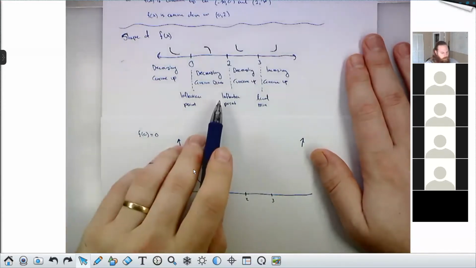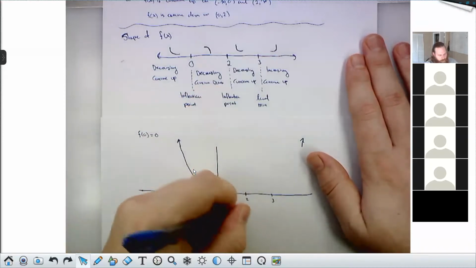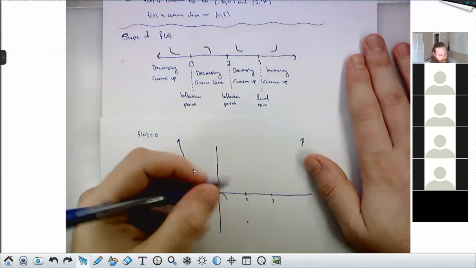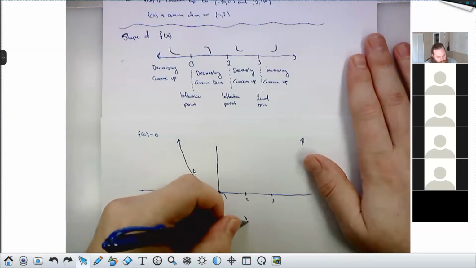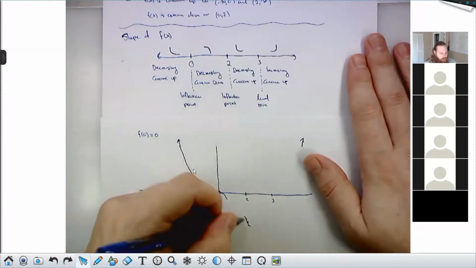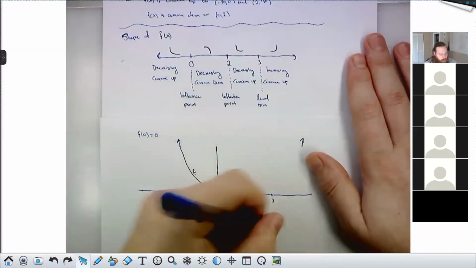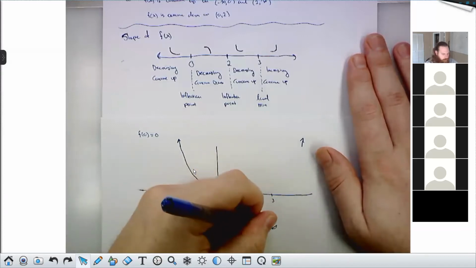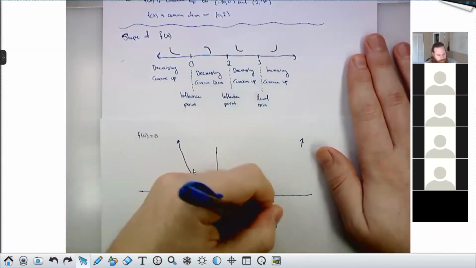At 2, I have another inflection point. I stay decreasing, but I switch back to going concave up. I don't know what f of 2 is, but I know I go from being concave down on the left, so I'm going to arrive something like this, to concave up on the right. So I'm going to do something here like that. And then at 3, I know I go from decreasing to increasing, and I'm concave up on both sides. So a reasonable graph would be something like this.